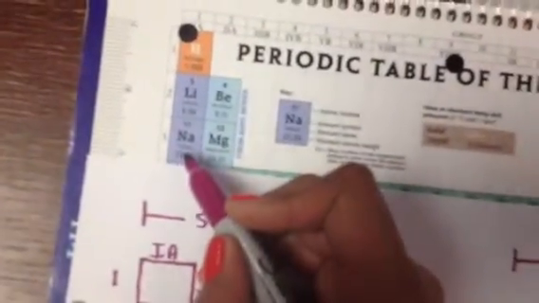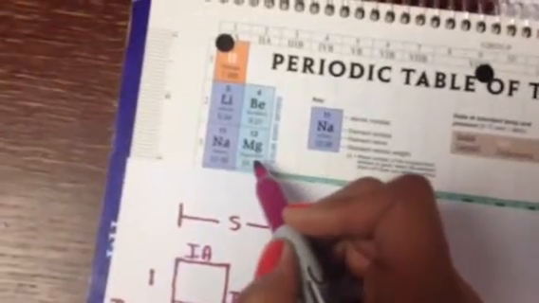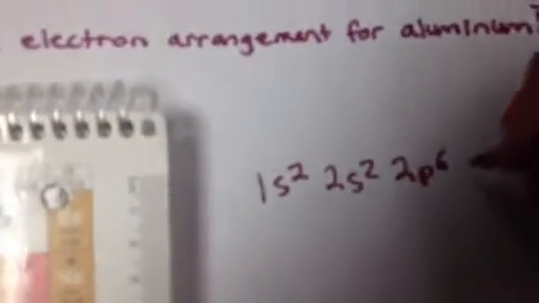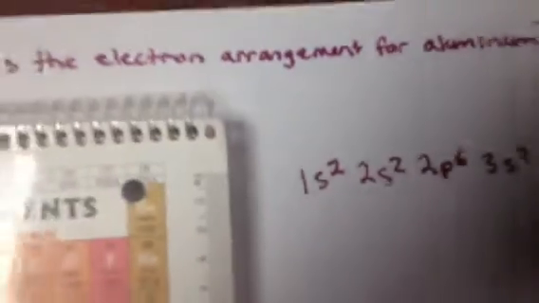Now we move on to period 3. Since we passed sodium and magnesium, we fulfill again the 2 valence electron requirement for the s orbital. So we would put 3s2.